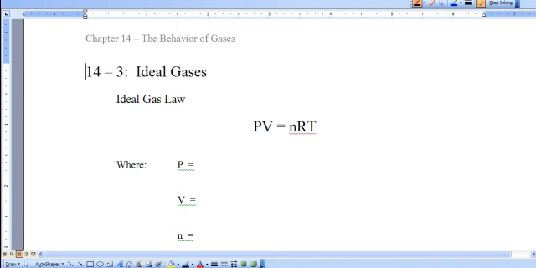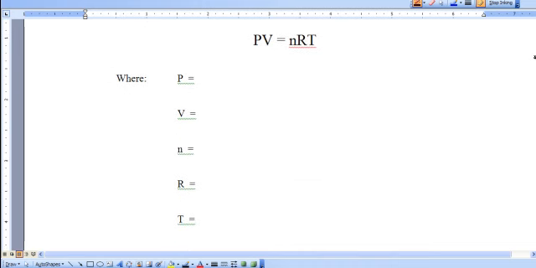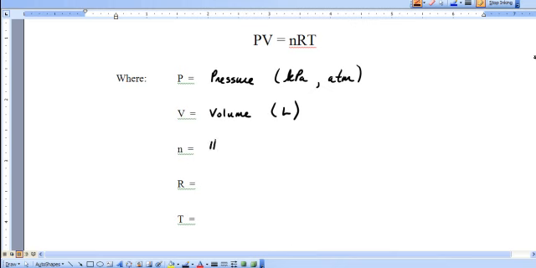And when we're talking about PV equals nRT, let's define a few things. First of all, P is obviously the pressure, but we're going to be using units of either kilopascals or atmospheres. Now you can use the other units, but then you would have to actually use a different gas constant. We'll talk about that in just a second. The volume, V, we are always going to use liters. N is still the number of moles.